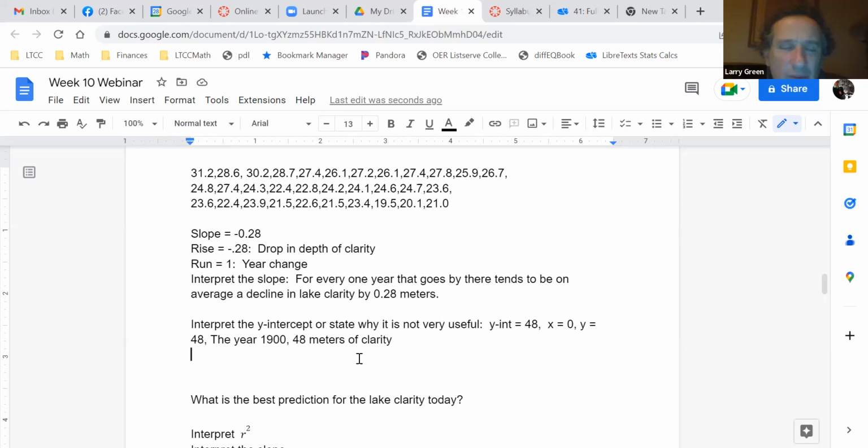Okay. So what we can say is that the best prediction for the depth of clarity in the year 1900, because remember 0 corresponds to 1900 for this example, is 48 meters.